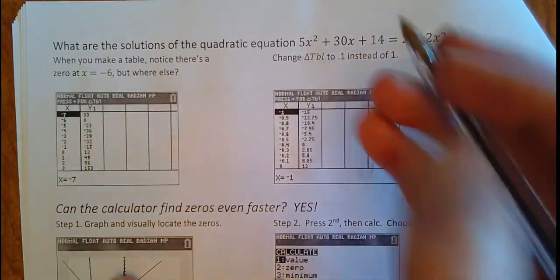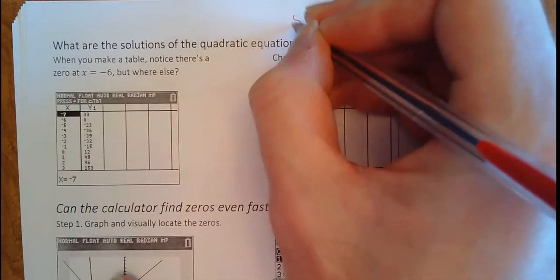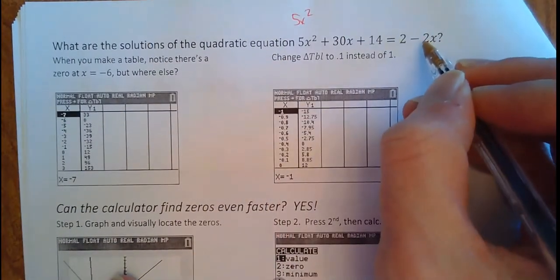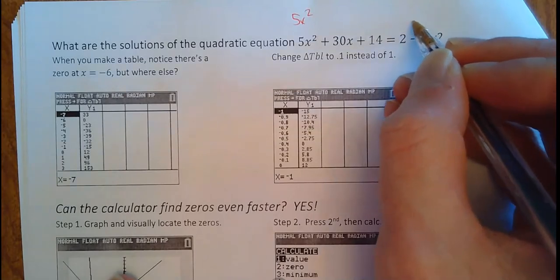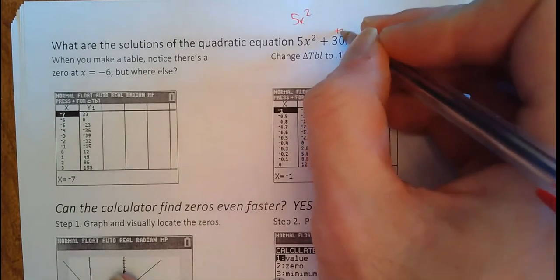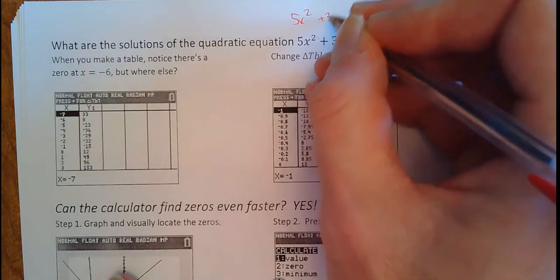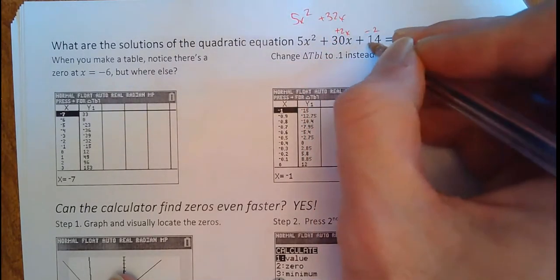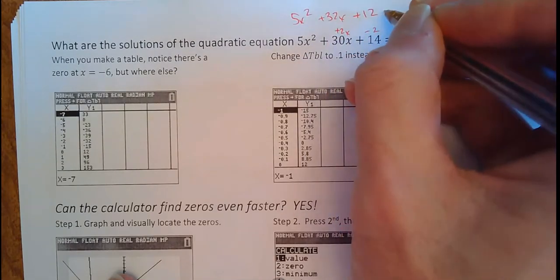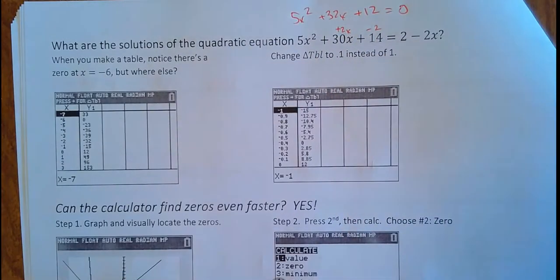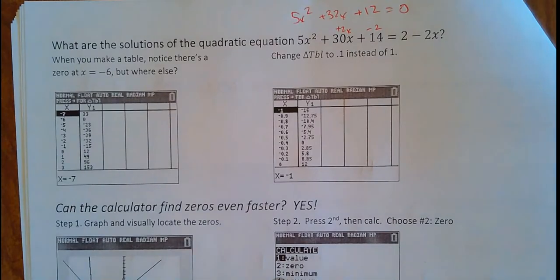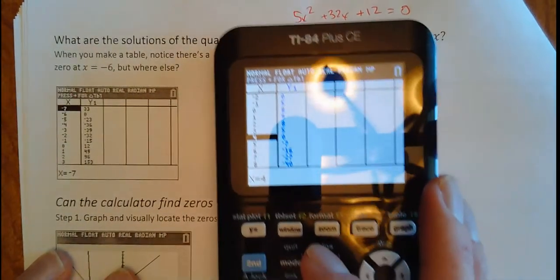Okay, so the first thing we're going to do, change this. This would be 5x squared. When I bring that 2x over, I would add 2 x's. So this would be plus 32x. And then I would subtract 2 over. So this would be 14 minus 2. So that'd be 12. Okay, so that equals 0. What I'm going to do is I'm going to graph this. So let's graph this guy.